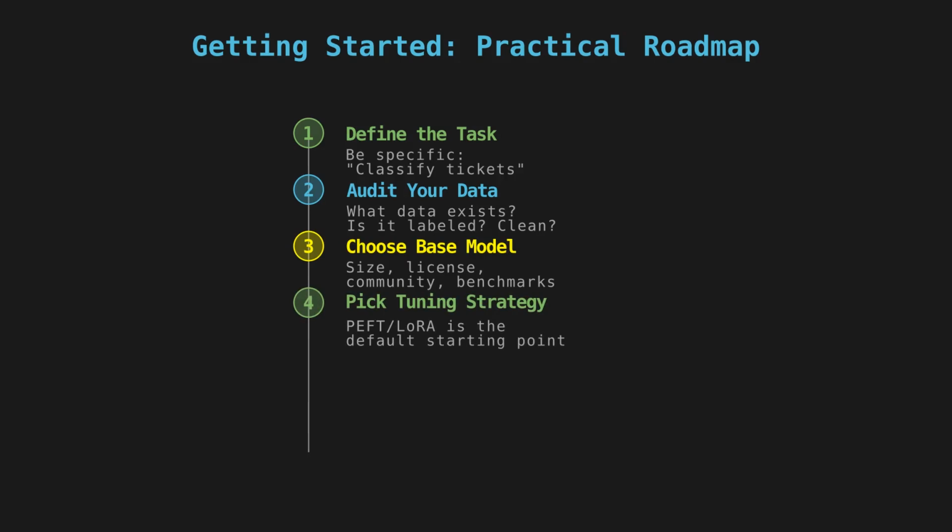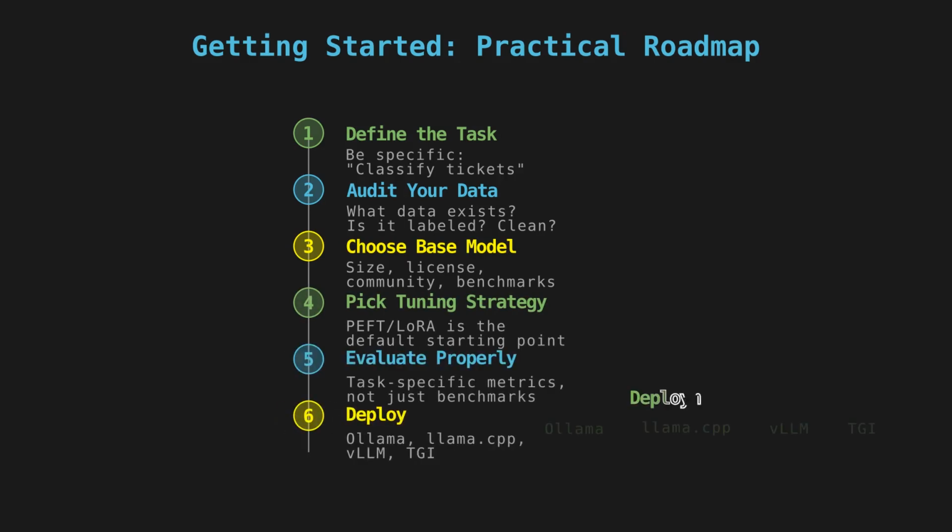Step 1. Define your task precisely. Do not just say we need AI. Say we need to classify support tickets, or we need to summarize clinical notes, or we need to extract clauses from contracts. Step 2. Audit your data. What do you already have? Is it labeled? Is it clean?